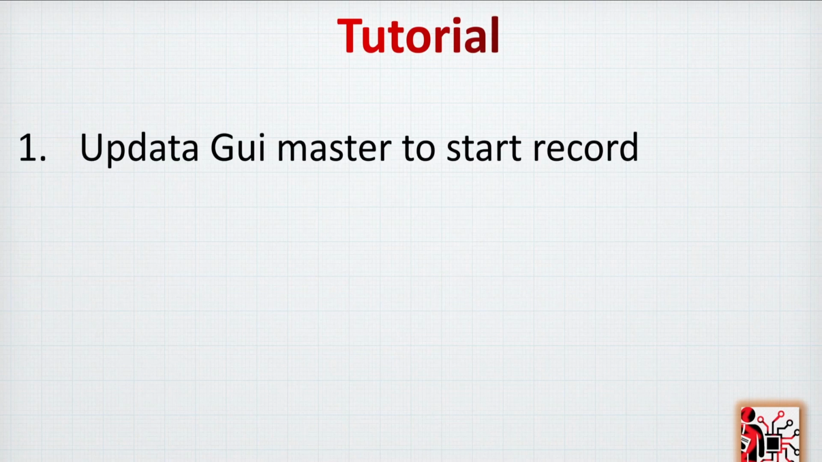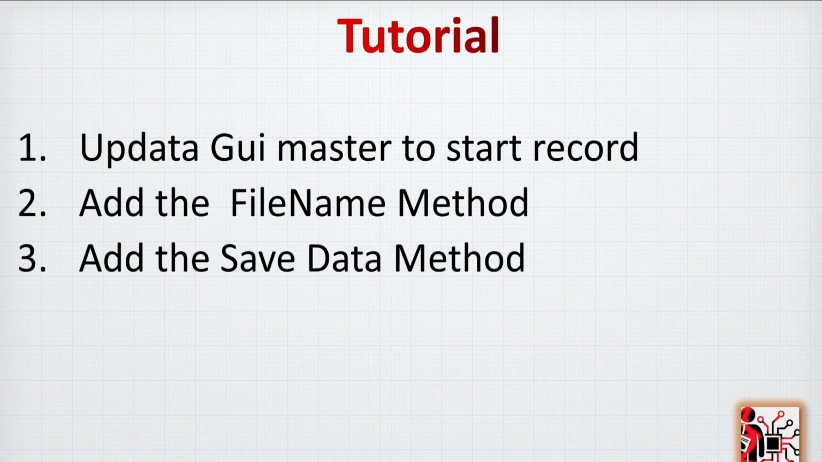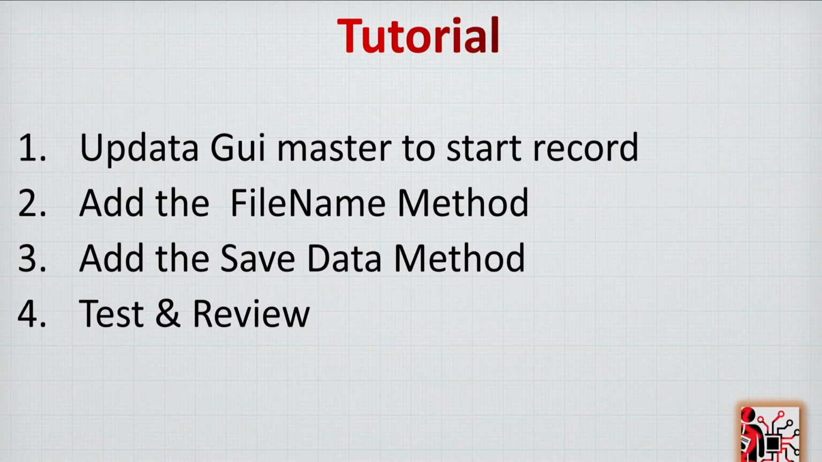Okay, so the tutorial will be very simple. We are going to update the GUI master to start the record. So we need to put the logic, just the trigger, to start the record. After that, we are going to add the file name method, so how we are going to name our file when it is triggered. And finally, we will add the save data method, so we will need a method that will be saving the data. And then we will make a test and review. Okay, so let's start directly with the code.